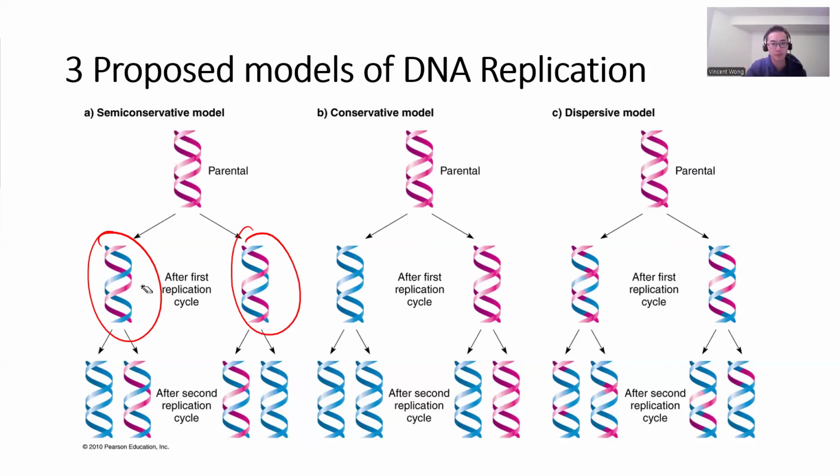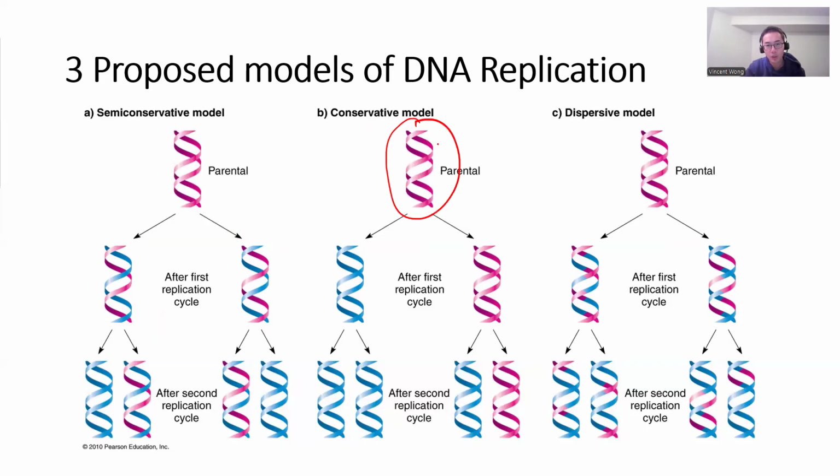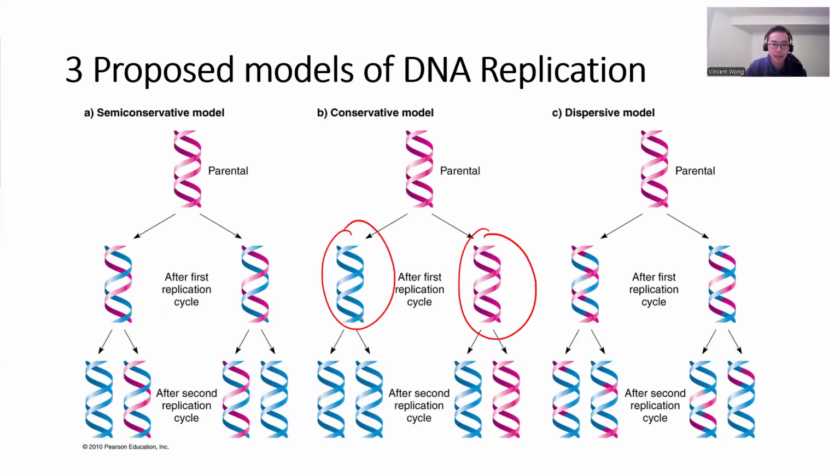That's semi-conservative. The conservative model says that this is the original material, and when you copy, you get to keep the entire original double helix, and then you're going to make a complete new one. And in the dispersive model, it's kind of like pick and choose. You get some from each strand, and then you build the missing half.